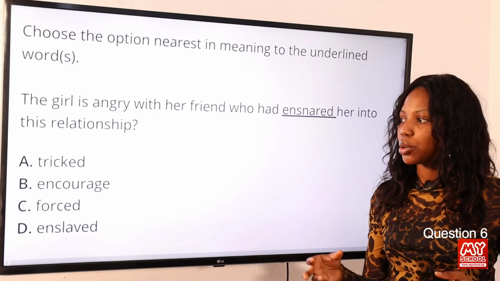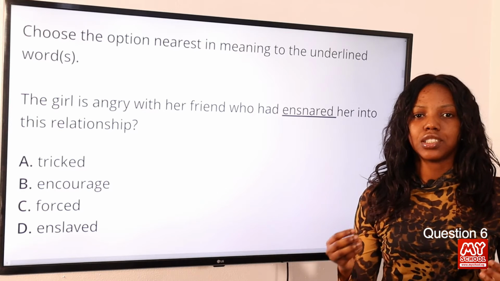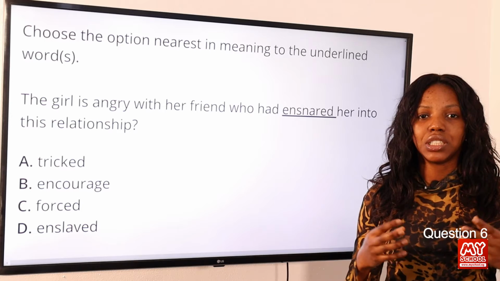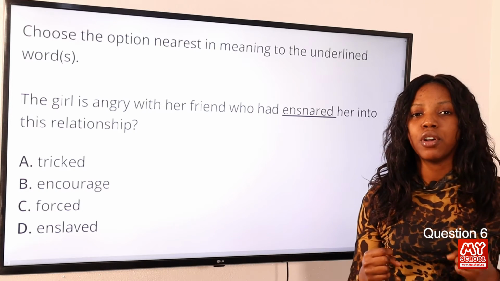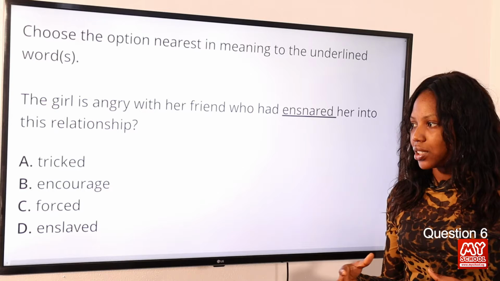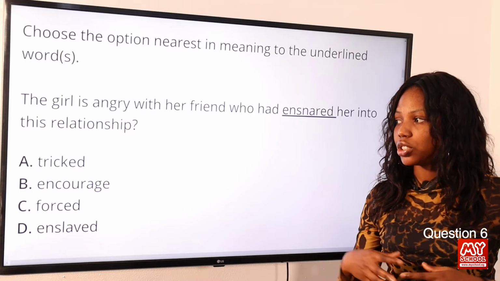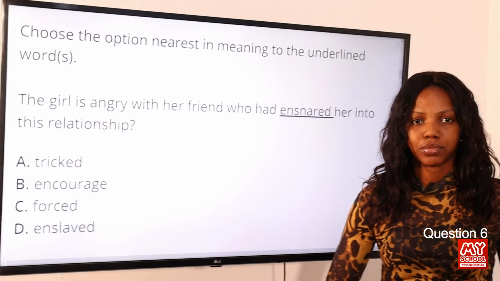And we can see that option A is the answer to this question based on the meaning I have explained. Now, the word enslave is to strip one of one's freedom. So that is enslave. So the best answer to this question is option A, tricked.